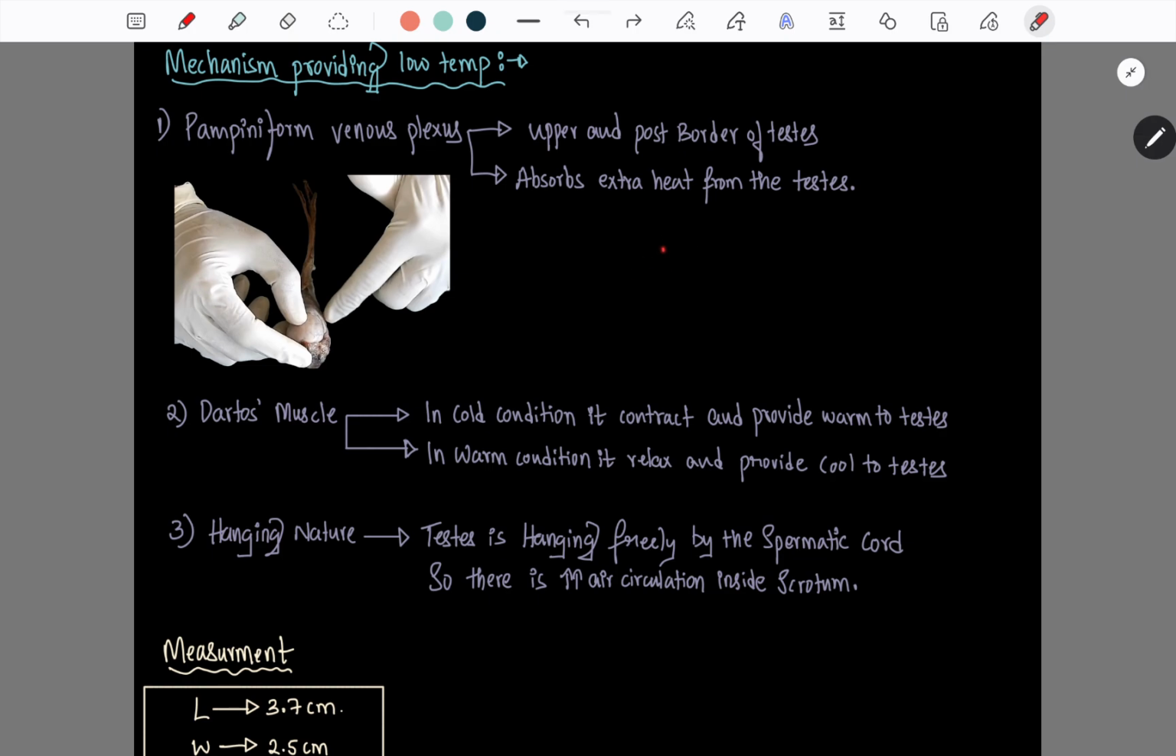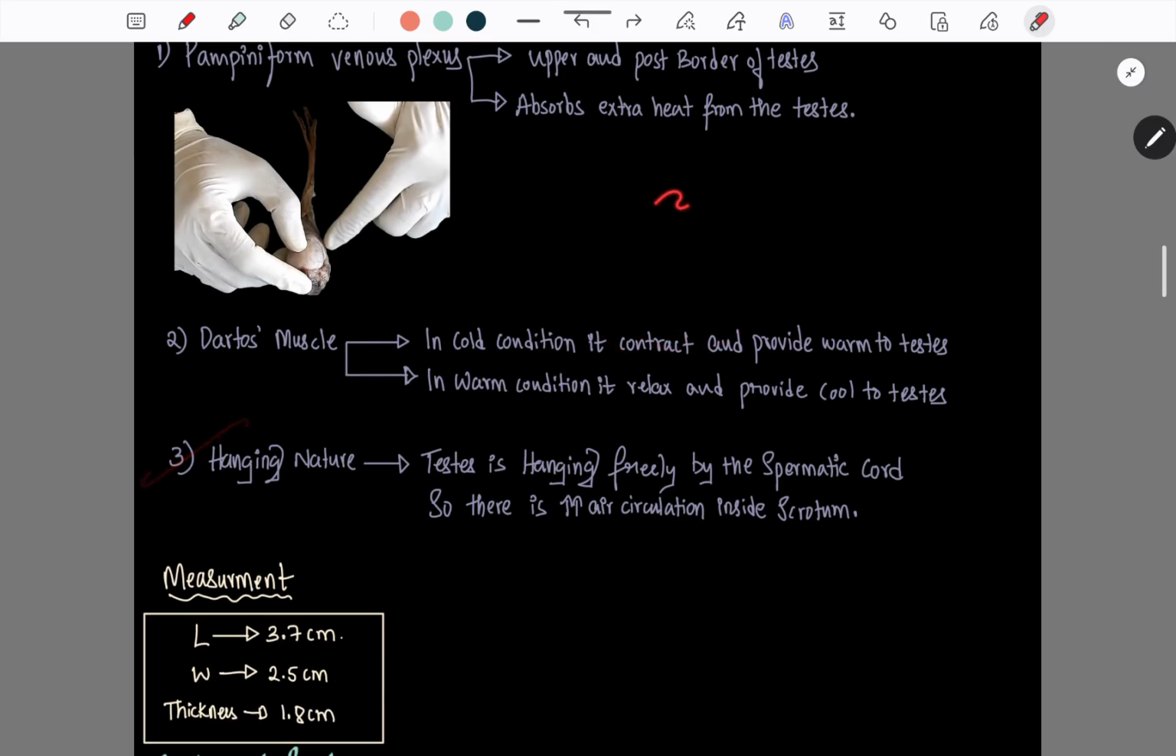It's simple for understanding. This is the testis, right? It contracts in cold condition and forms a covering-like structure which provides warm air. Outside is cold. In the warm condition, outside is warm. It is free, it relaxes, provides air conditioning, provides cool. That's it. So third is hanging nature.